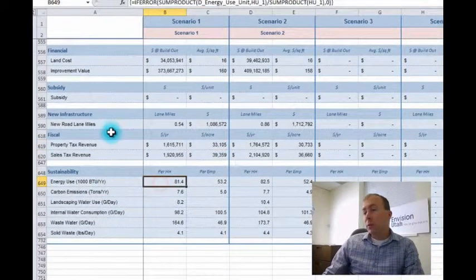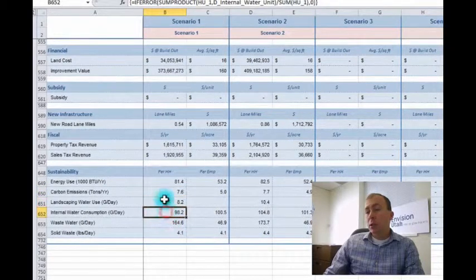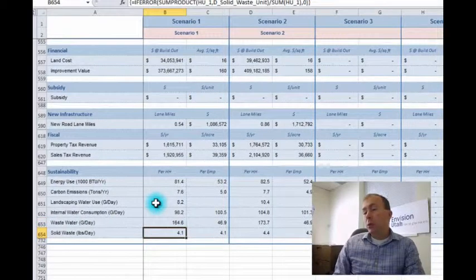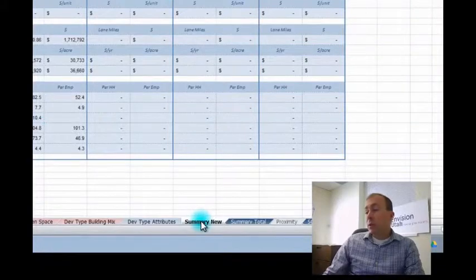It looks at a few different sustainability measures, and this is either per household or per employee, but what we're looking at here is the energy use. Here is our carbon emissions in tons a year. We have landscaping water use, internal water consumption in gallons a day. We have wastewater also in gallons a day, and we have the amount of solid waste produced, and that would be in pounds a day. So that was the Summary New tab.